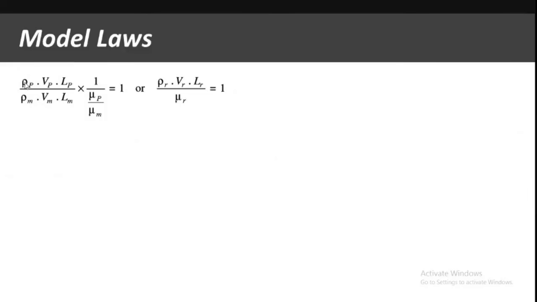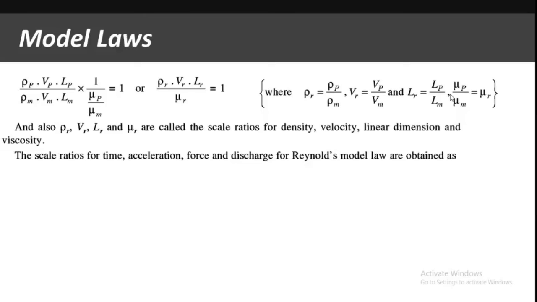Now this rho p upon rho m is nothing but the density ratio. Then velocity of prototype upon velocity of model is the velocity ratio. Length of prototype upon length of model is the length ratio. And viscosity of prototype upon viscosity of model is the viscosity ratio. So the product of density ratio into velocity ratio into length ratio divided by viscosity ratio should be equal to 1. This is nothing but Reynolds model law, where rho r is rho p by rho m, as we defined earlier: density ratio, velocity ratio, length ratio and viscosity ratio.